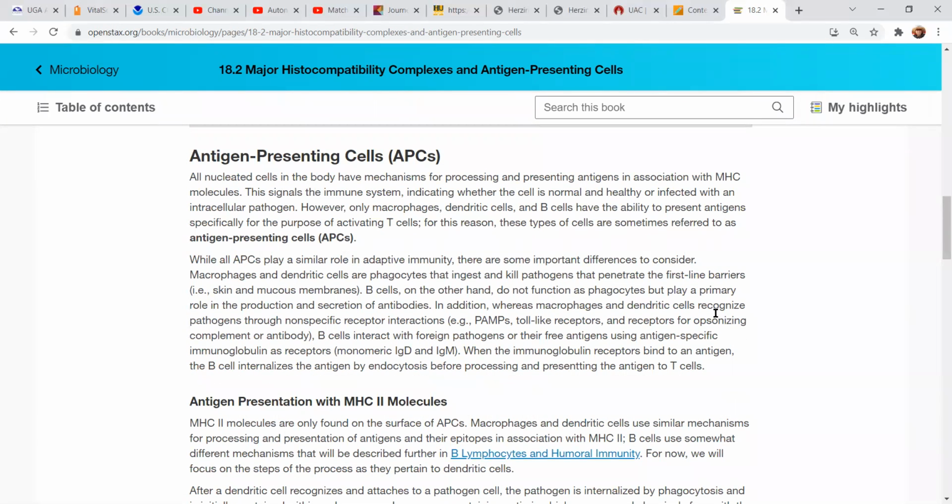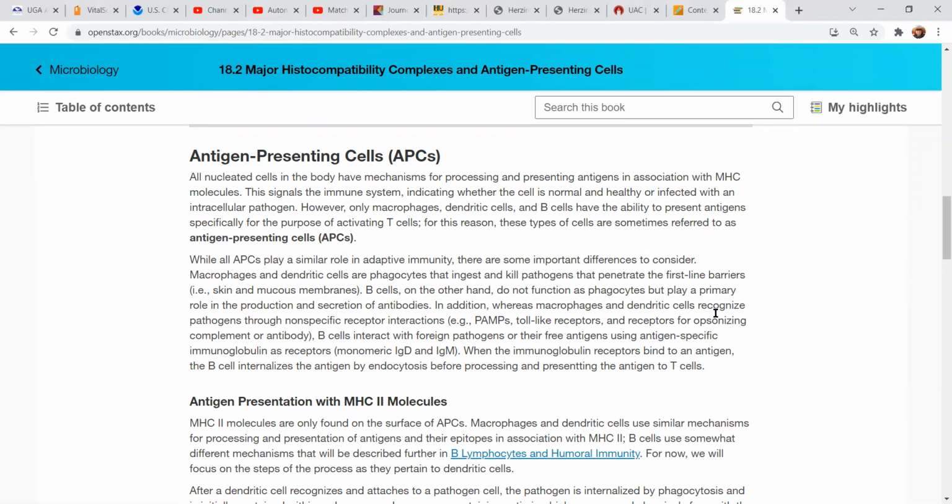We also have other types of cells called APCs, or antigen presenting cells. These cells are the macrophages, dendritic cells, and B cells. They're different, but they do play similar roles in adaptive immunity.